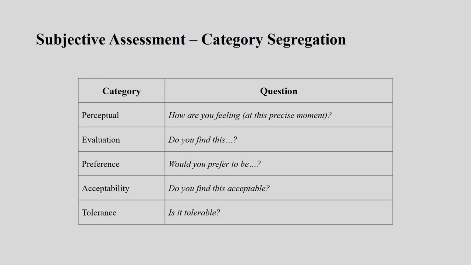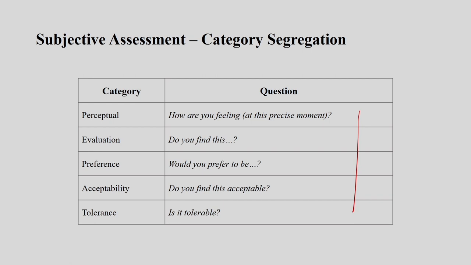So, here you have these five categories. One is perceptual, then you need to understand the evaluation, then preference, acceptability, and tolerance. If you want to develop questions or related information, or you want to interview, then you should go ahead with this type of question. If you want to understand mainly the perception, then how you are feeling about this particular environment, how you are feeling about the temperature.